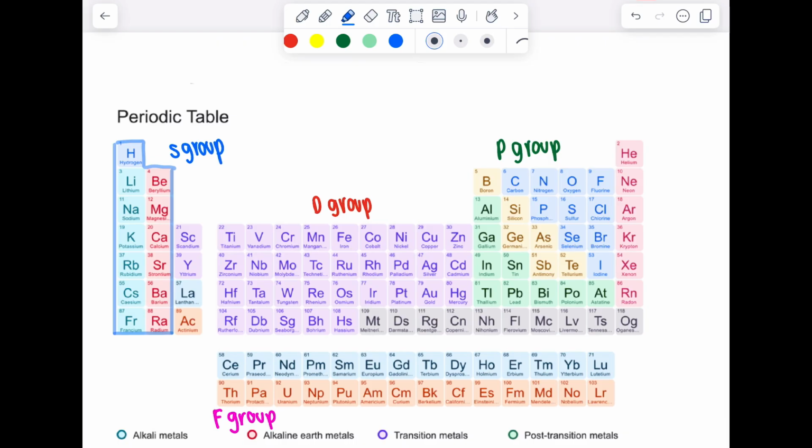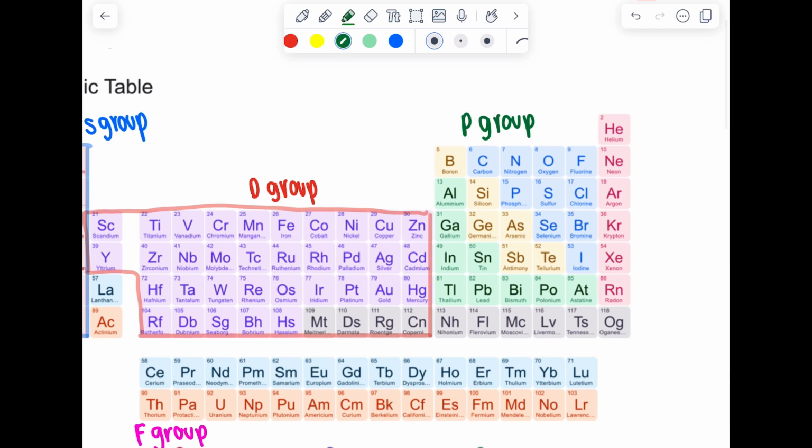Now we're going to label the D group. You're going to save these two elements for later, so you're just going to put it like this. That's the D group.